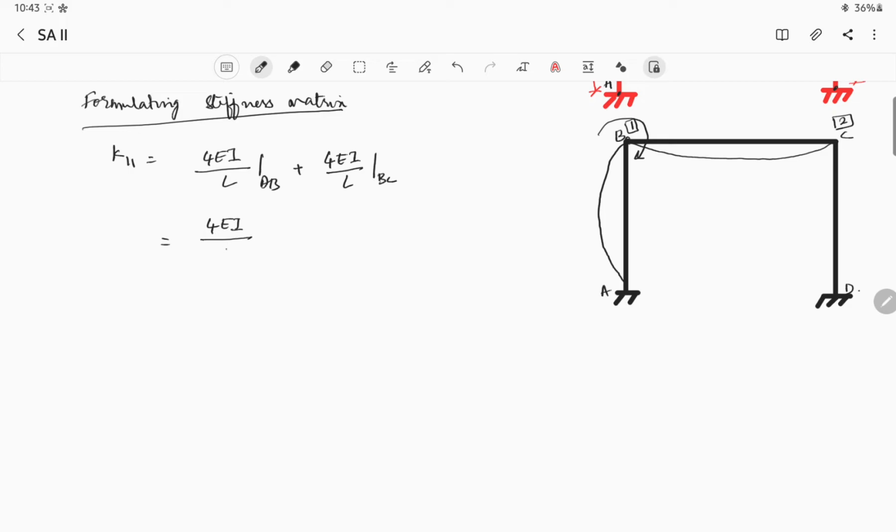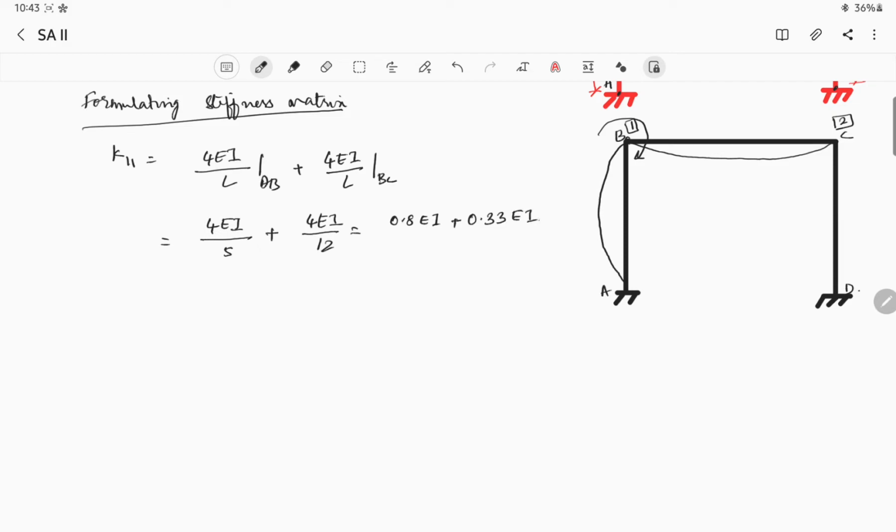Span of AB is how much? 5 meters, plus 4EI by L. L for BC is how much? 12 meters, right? So if you add these two terms, 4 by 5 is equal to 0.8 EI plus 4 divided by 12, we will get it as 0.33 EI.